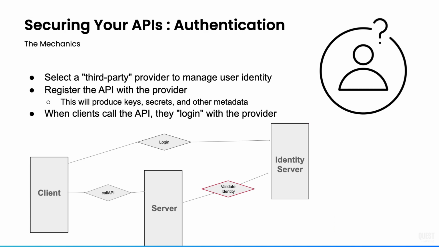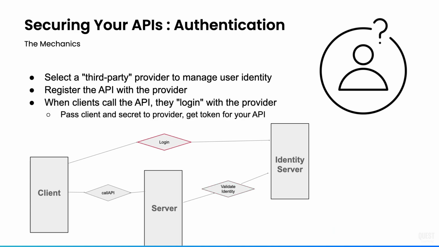Then you register that API that you want to secure with that third-party provider. That means that you provide some metadata about the API, and then this will help produce keys, secrets, and other information that users can access when they're trying to log into the API. So when clients want to call the API, they do this login with the provider.